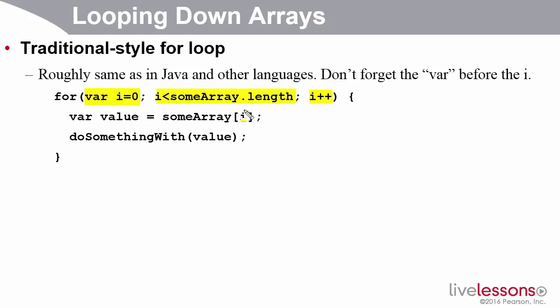So the first time around the loop, i is 0. So this gives you the first entry in the array. The next time around the loop, i is 1. So that gives you the second entry in the array, and so forth. And then you do something with the array element. You add them up. You clear out the text fields if they're text fields. You process the strings in some way, but looping down gives you each element in turn, and then you process it somehow.